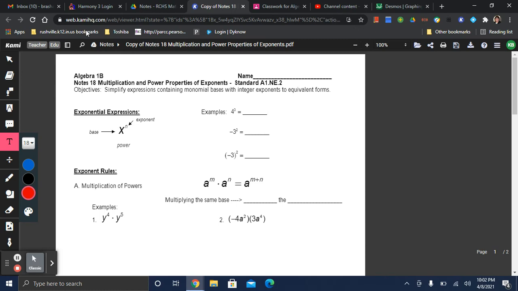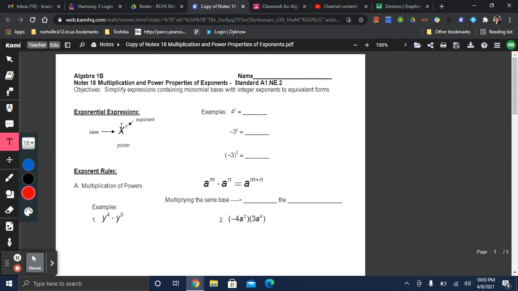Students, welcome back. We're starting a new unit today. We'll be looking at exponents and some of their properties. So today we'll focus on what an exponential expression is, and then the multiplication and the power properties.